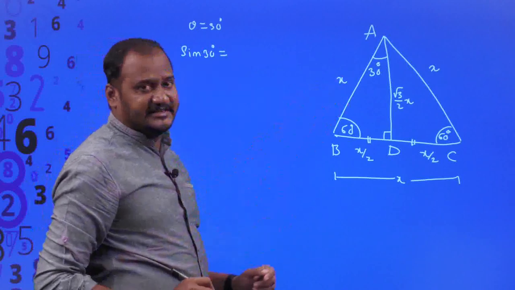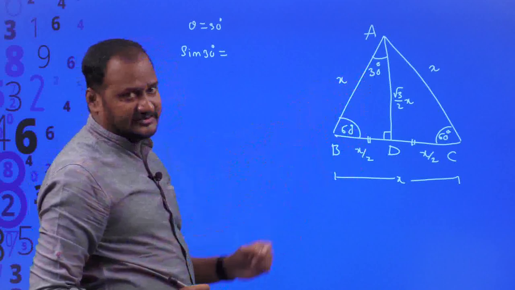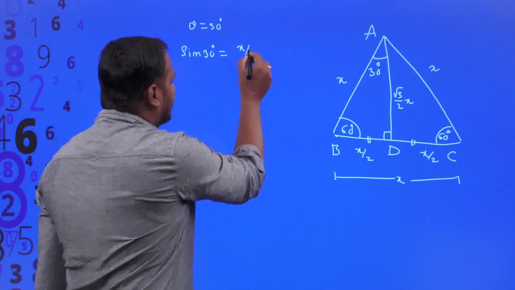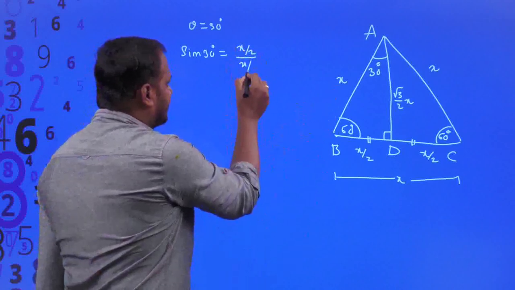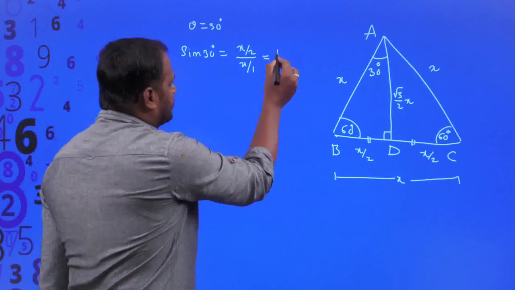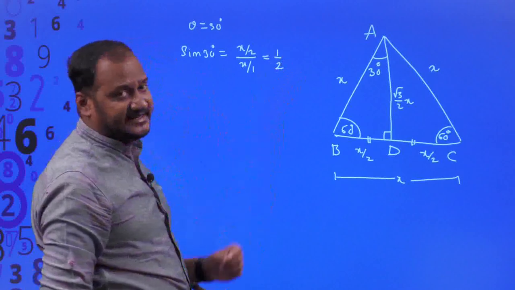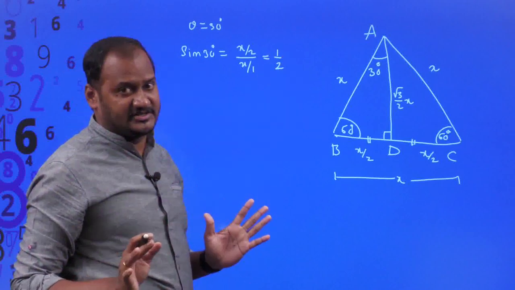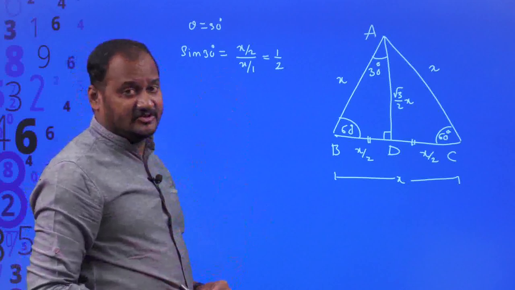According to the definition, sine theta is equal to side opposite to theta divided by hypotenuse. So, here side opposite to theta is BD, which is x divided by 2, divided by hypotenuse, which is x. When you cancel x and x, it is going to be 1 divided by 2. So, the value of sine 30 degrees is equal to 1 by 2. That's a fixed value. It will not be changed. Right? When theta is equal to 30 degrees, then sine 30 degrees is equal to 1 by 2.